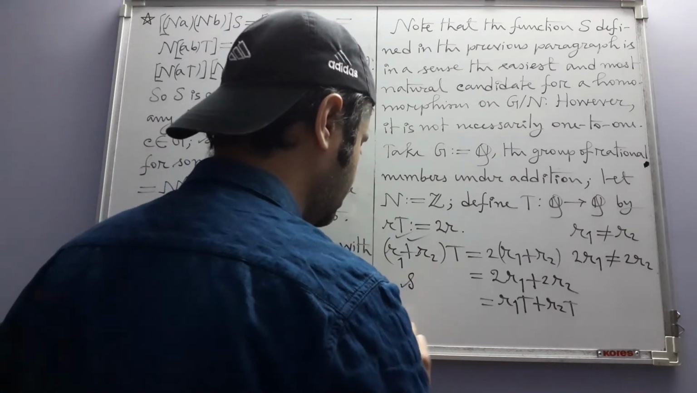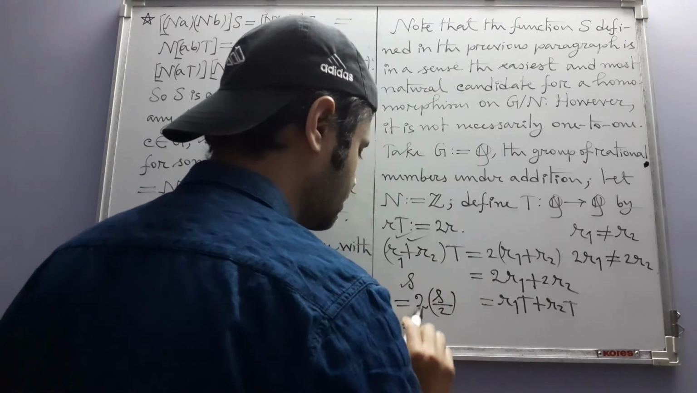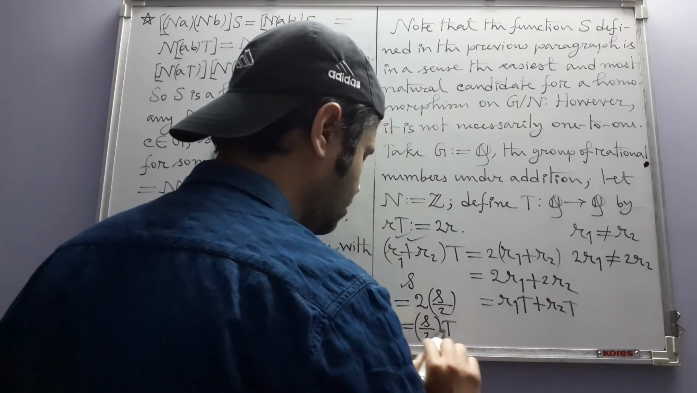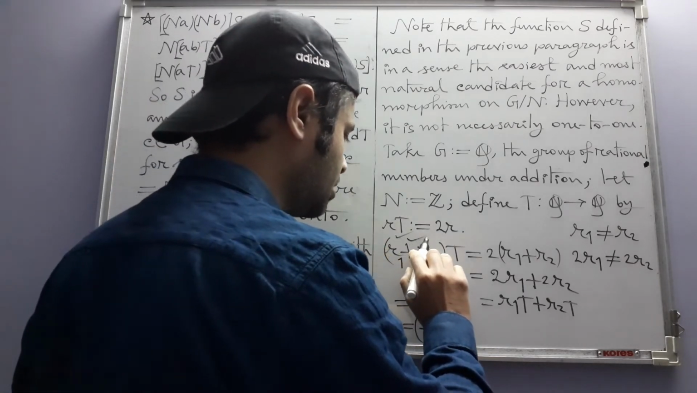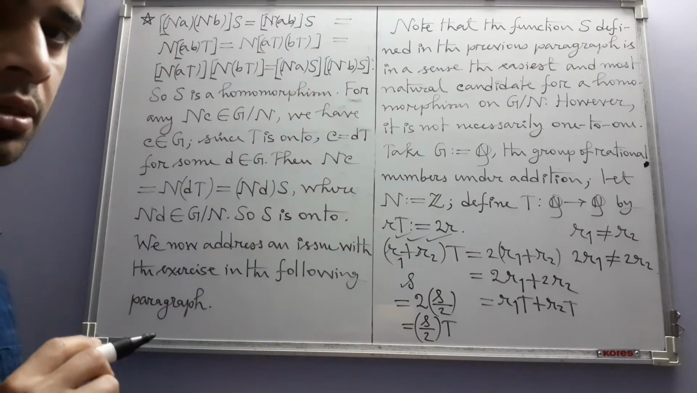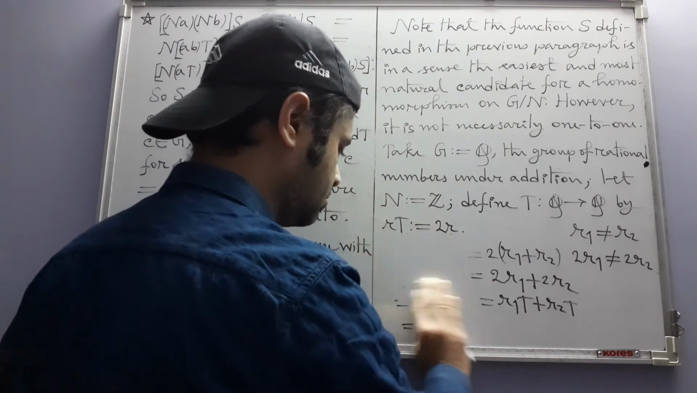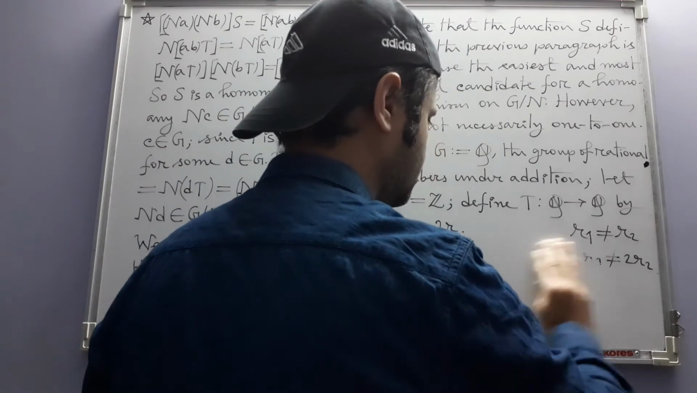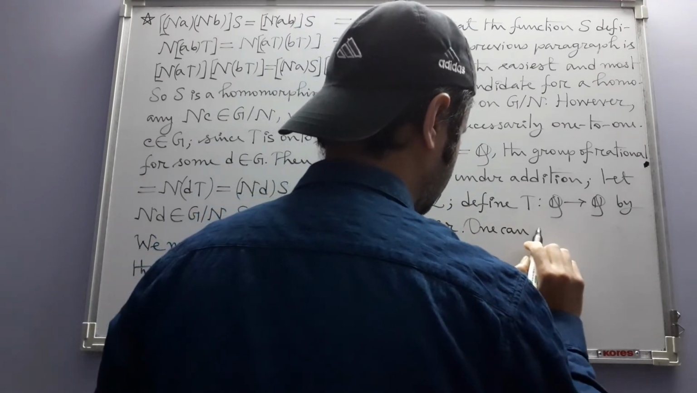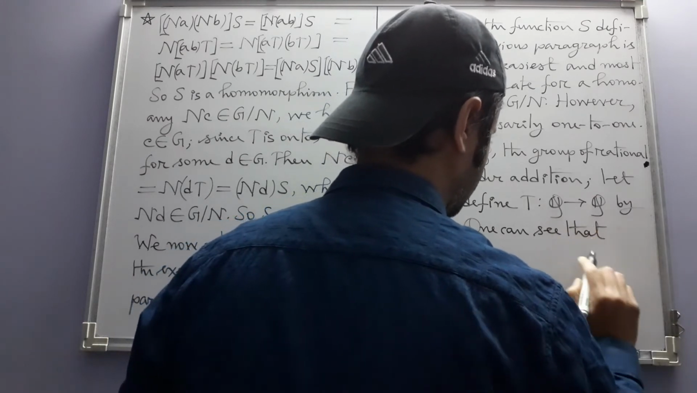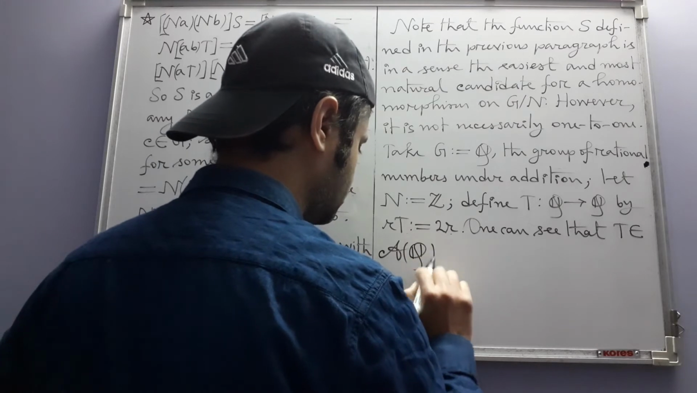You choose an arbitrary rational number s. You can express it as 2 times s divided by 2. So that means this is the T image of s divided by 2, and s divided by 2 is again a rational number. So you have shown that T is a homomorphism, 1-to-1 and onto. That means T is an automorphism of the additive group of rational numbers. So we write the final conclusion of all these things. One can see that T belongs to the automorphism group of this group. That means T is an automorphism of Q.